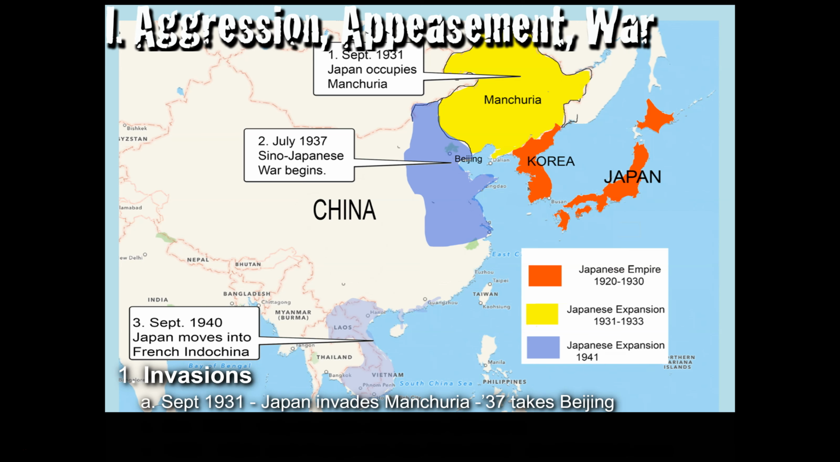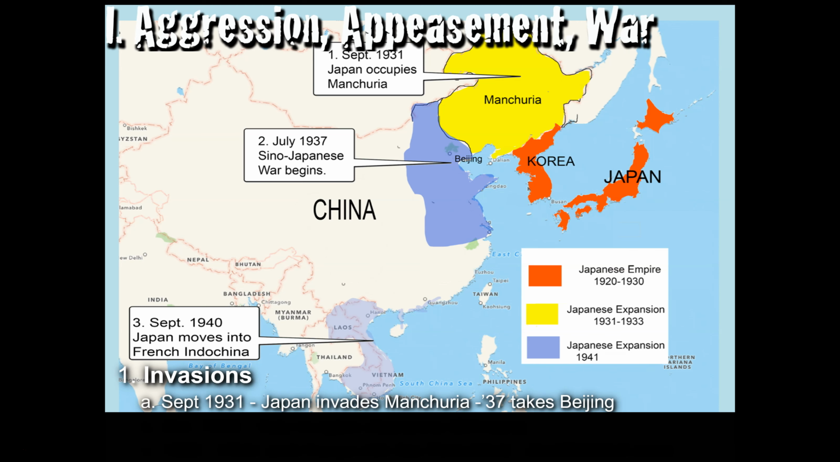And once they see how easy that was and how much success Japan had in Manchuria, it gave them motivation to look for more territory and to expand. So they begin to overtake much of eastern China. And again, Europe and the United Nations and the League of Nations protest, but ultimately you can see that they do nothing. And then you can see down there in the bottom what is considered French Indochina, modern-day Vietnam, Cambodia, and Laos. Japan moves into those territories as well in 1940.